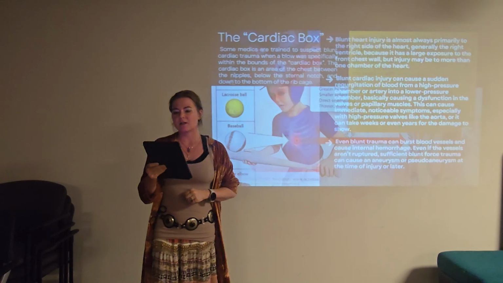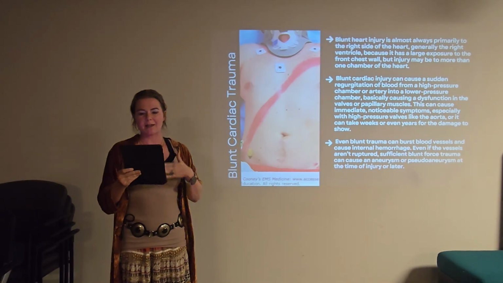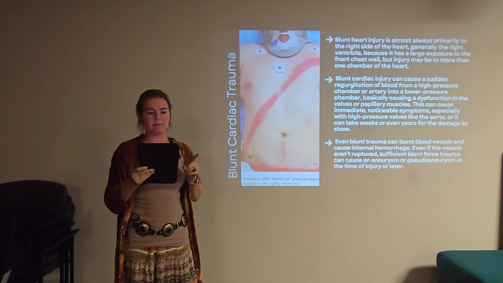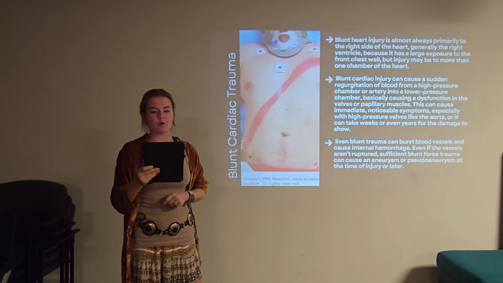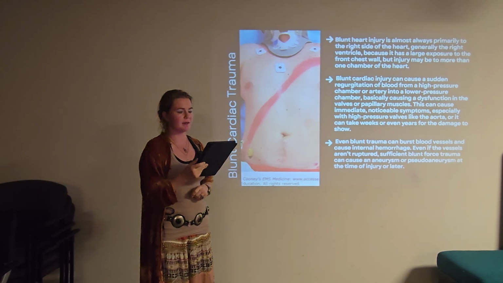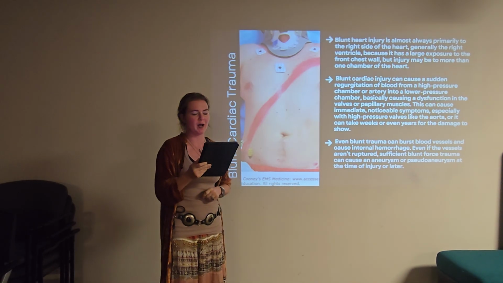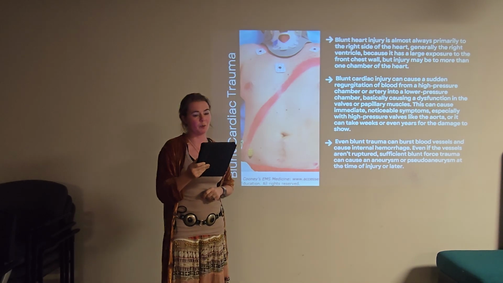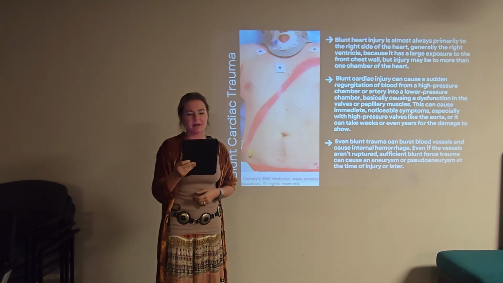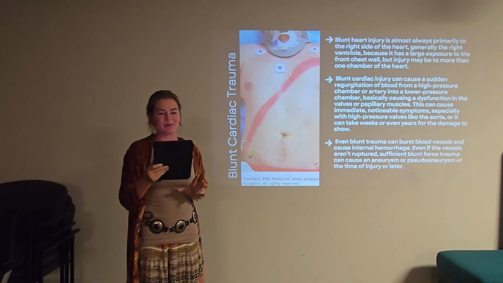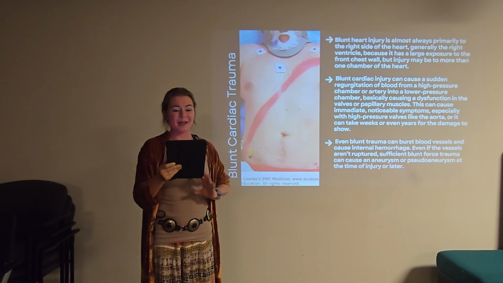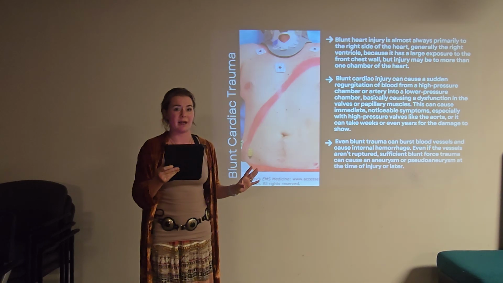Blunt heart injury is almost always primarily to the right side of the heart, generally the right ventricle, because it has a large exposure to the front chest wall, but injury may be to more than one chamber of the heart at once. Blunt cardiac injury can cause a sudden regurgitation of blood from a high pressure chamber or artery into a lower pressure chamber, basically causing a dysfunction in the valves or papillary muscles. This can cause immediate noticeable symptoms, especially with high pressure valves like the aorta, or it can take weeks or years for the damage to show.